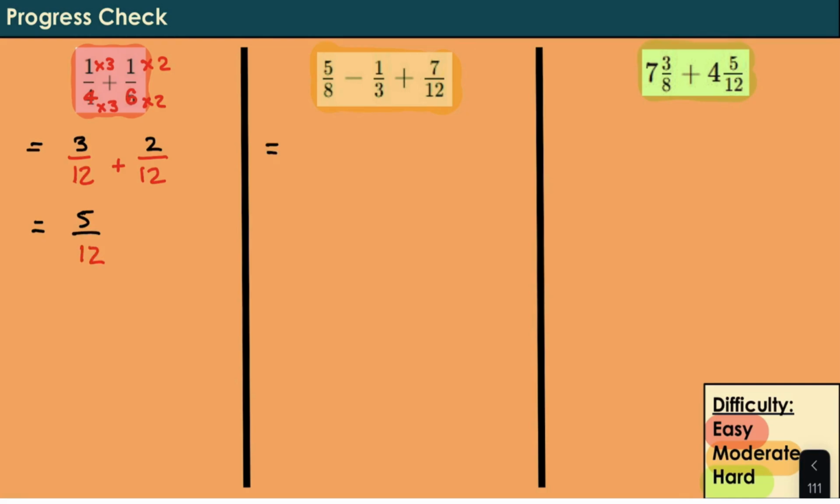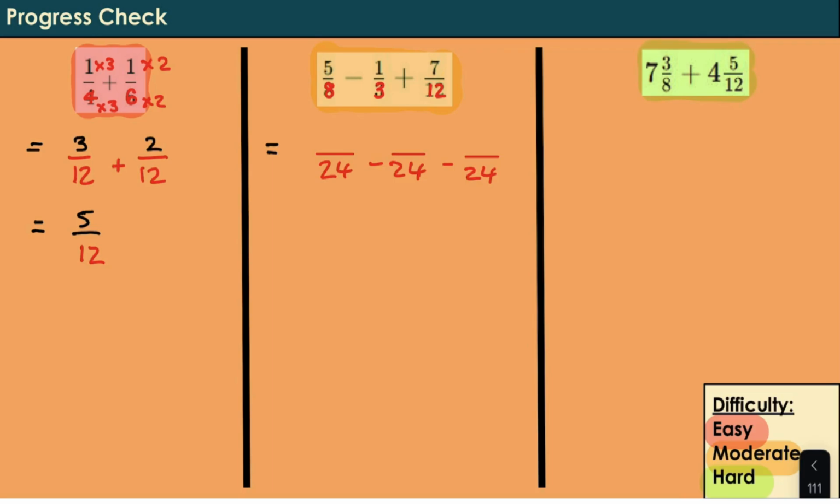Next question. Our denominators. I look at the biggest number, 12. Does 3 go into 12? Yes. Does 8 go into 12? No. Double 12 is 24. Does 3 go into 24? Yes. Does 8 go into 24? Yes. So 24 is my lowest common denominator.